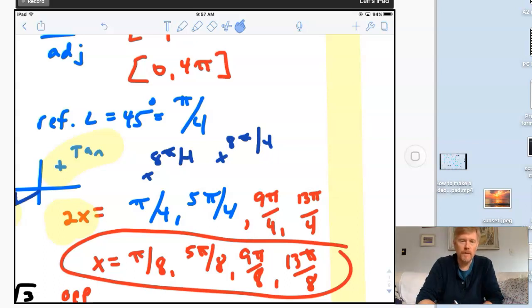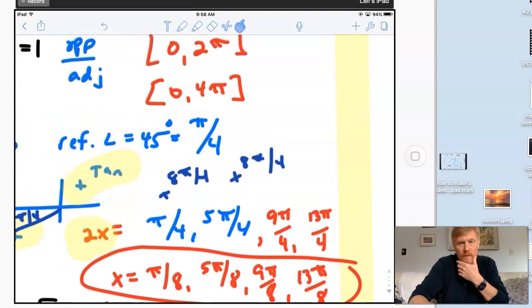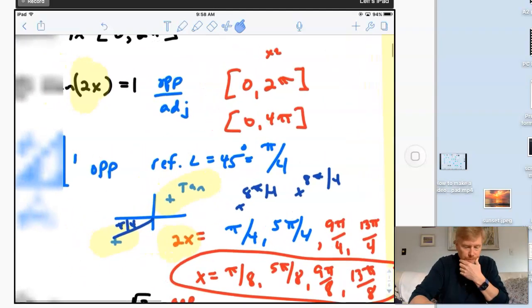So pi over 4 divided by 2 is pi over 8. 5 pi over 4 divided by 2 is 5 pi over 8. 9 pi over 4 divided by 2 is 9 pi over 8. So you can see I just doubled the denominator, and that's the same as dividing by 2, all right? And those are my four answers, okay? And that's your first problem.